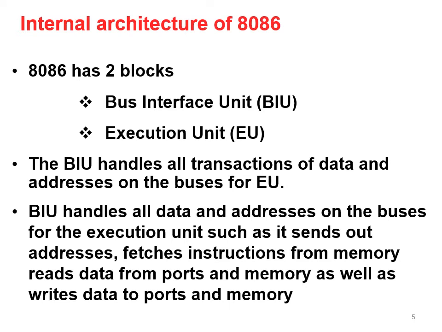And this BIU part, the top part, handles all the transactions of data and addresses on the buses for the EU. So we can say that this bus interface unit acts as an interface for your 8086 microprocessor to communicate to the outside world. Outside world means it can be a port, it can be a memory, etc. What is needed for the execution unit, or whatever computation is done by the EU, will be moving in and out of the microprocessor through this BIU.